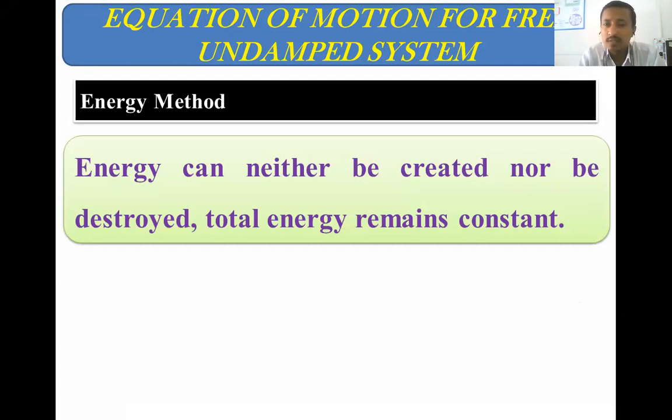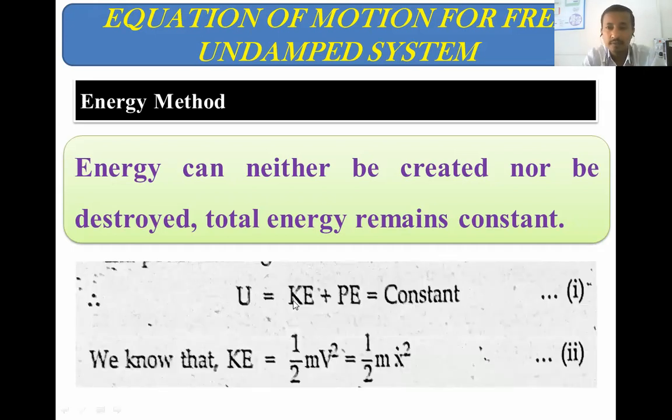What is the meaning of the law of conservation of energy? Energy can neither be created nor be destroyed. So ultimately, total energy remains constant. We can convert energy from one form to another, but we cannot destroy it. We can convert kinetic energy into potential energy, potential energy into kinetic energy, electrical energy into some other form, friction, heat energy. It's very important to understand. Using this concept, we are again going to find the equation of motion.